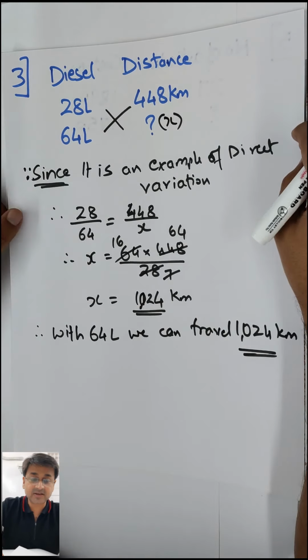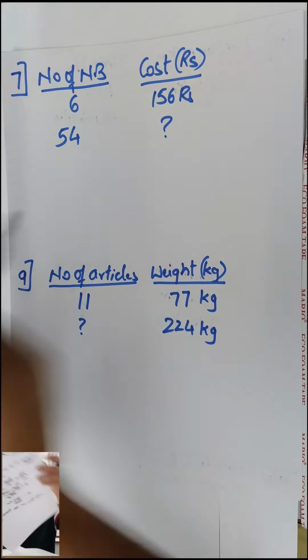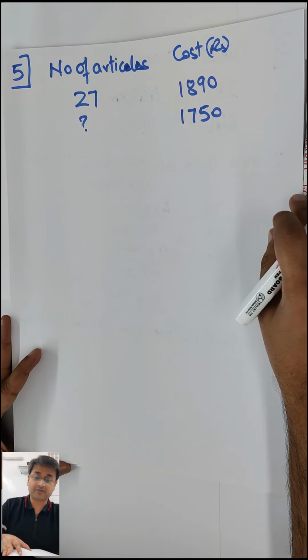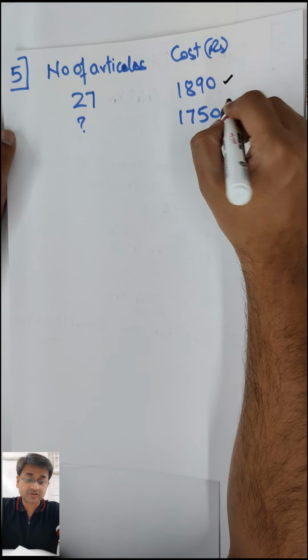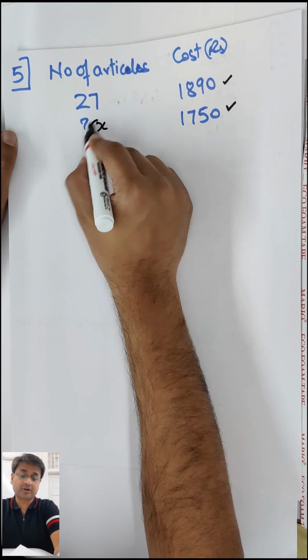Exactly the same way as the next one, sum number 5. So write this table on your own. Pause the video now. I'm not putting it on the next page because I've already written it. So come on, write it. So there you go. That's how it will look, sum number 5. So number of articles 27, the cost is this much. So for this much cost, what will be the number of articles?